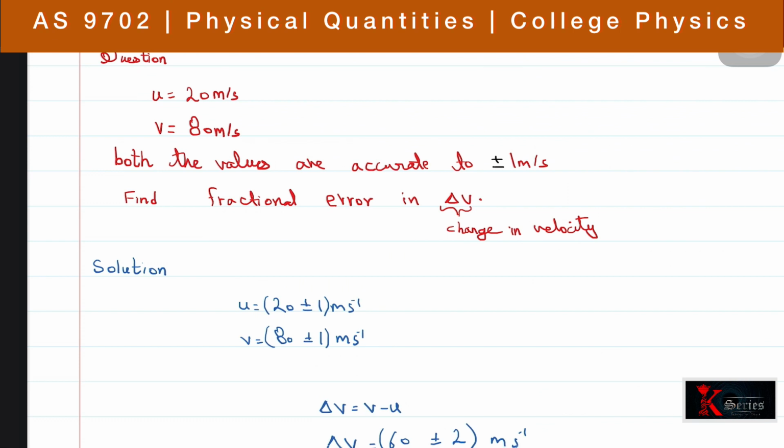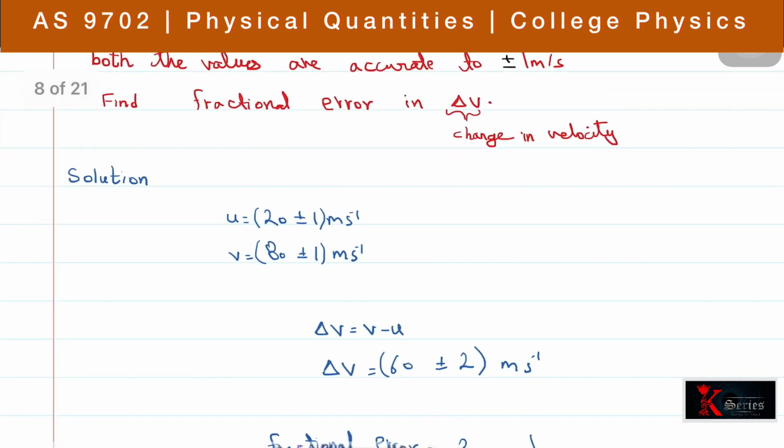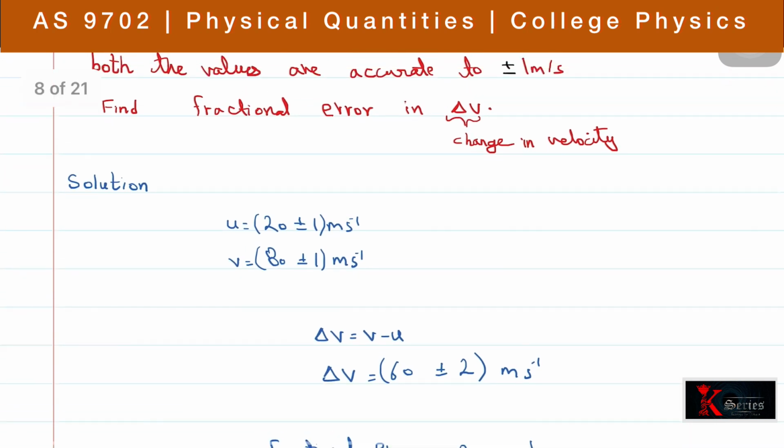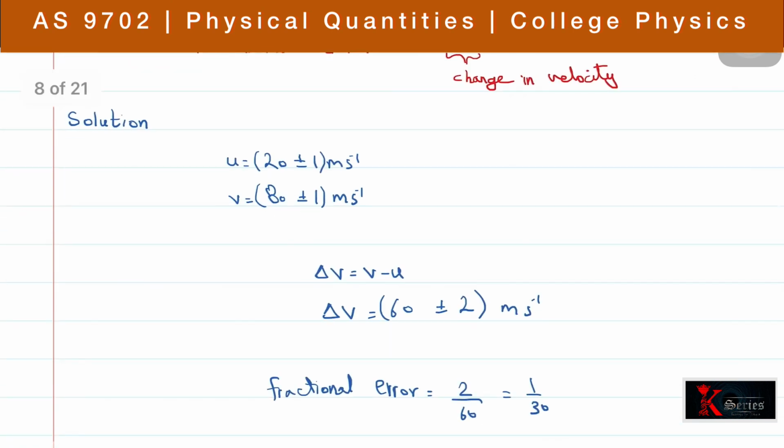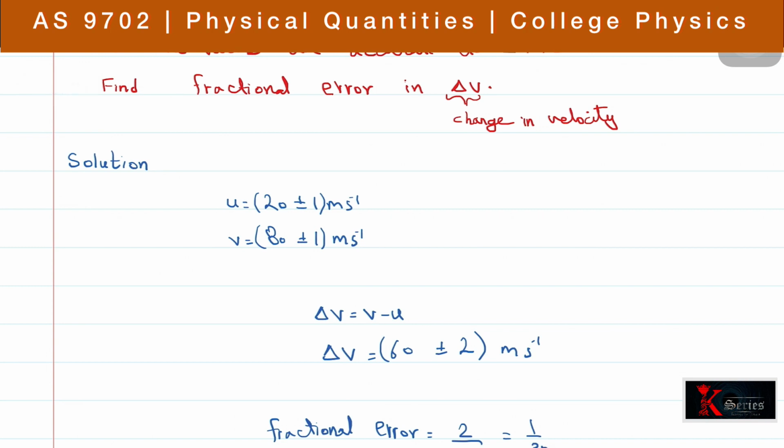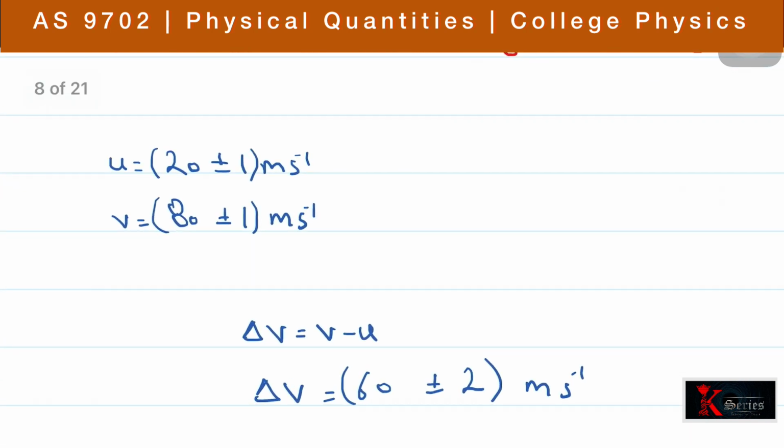The values of V and U were 80 and 20 respectively, right? So when we're writing the change in velocity, we're going to subtract U from V. We subtract 20 from 80, so that becomes 60. And when we're writing their absolute uncertainty, as we learned earlier that the absolute uncertainty is always added, we add their uncertainties. So 1 plus 1 becomes 2, so it will be written as 60 plus minus 2, because the true value was subtracted but the absolute uncertainty was added.